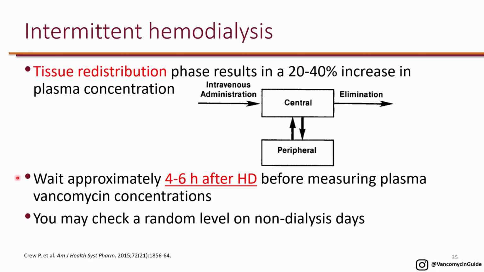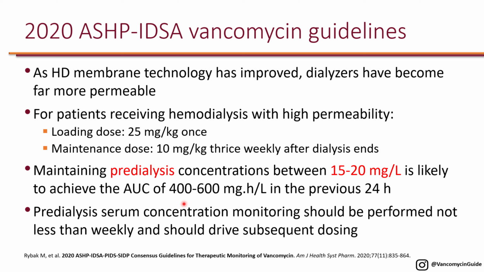So it's recommended to wait approximately 4 to 6 hours after hemodialysis for tissue redistribution to be complete, and then get a vancomycin level, which would be a better indication of what the actual true level is in the patient. So your institution might have a protocol to get the vancomycin level 4 to 6 hours after completion of hemodialysis. However, the majority of evidence is with getting a level pre-dialysis.